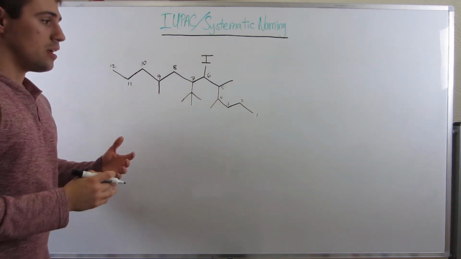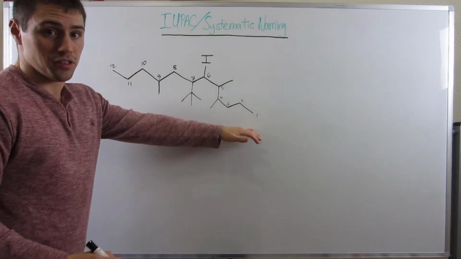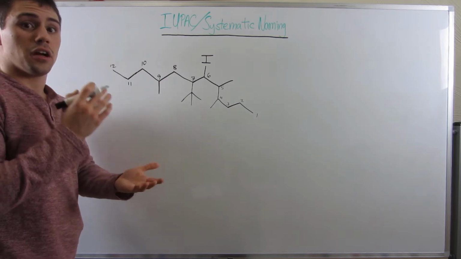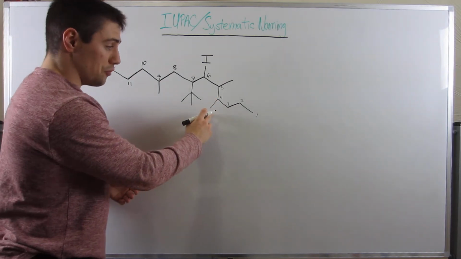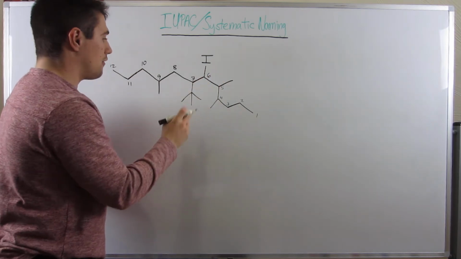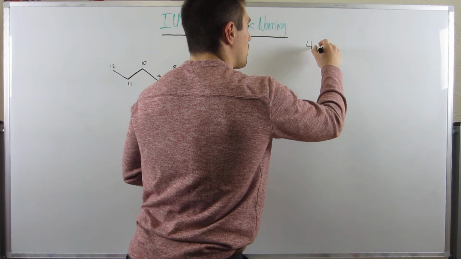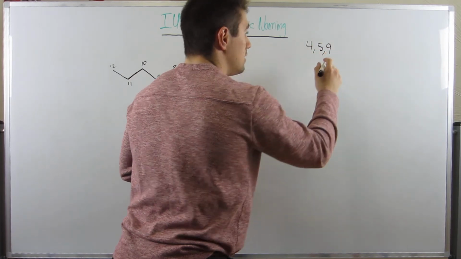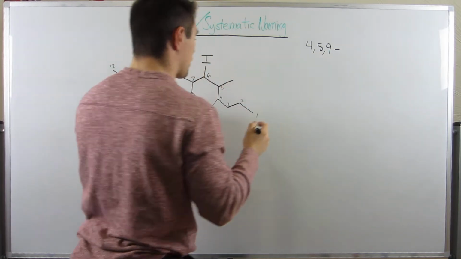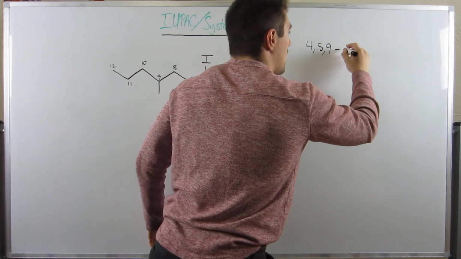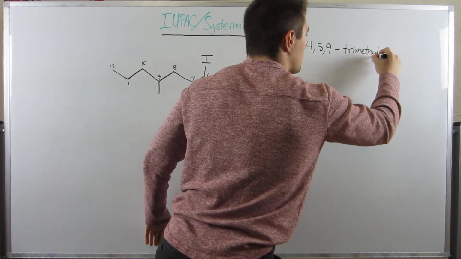Okay, awesome. So now that we've found the parent chain and we've numbered it the correct way, let's name our branches. So, I see I have a methyl group at 4, a methyl group at 5, and a methyl group at 9. So I'm going to write 4, 5, 9, separating the numbers by commas, right? And I have 3 methyl groups, so I'm going to use a trimethyl. All right, cool.